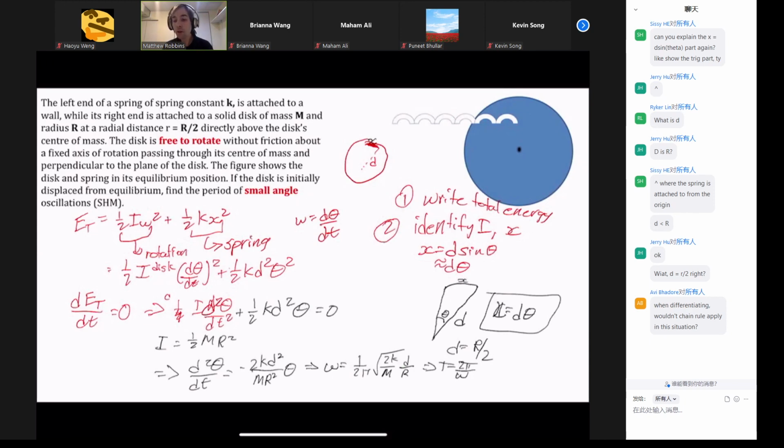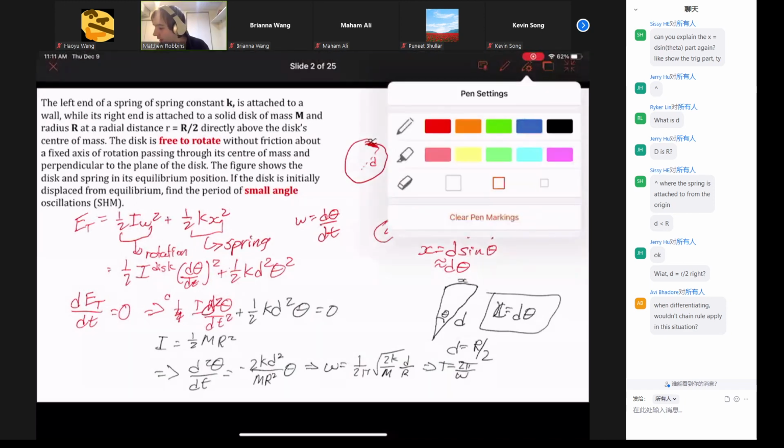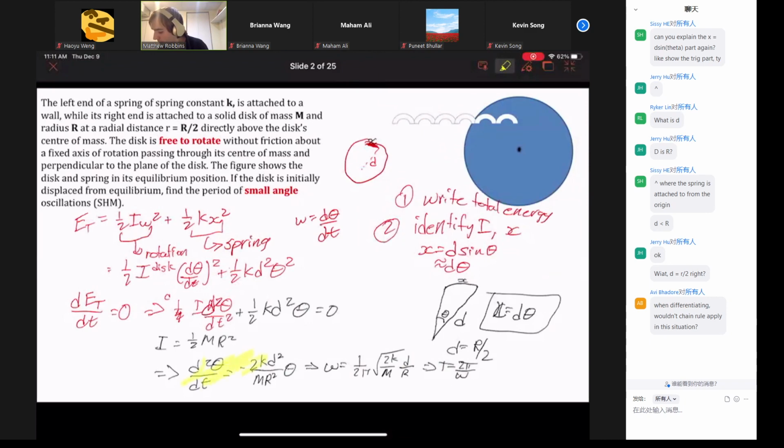So whenever you have a simple harmonic motion, your final expression needs to look something of this form, where you have a second derivative is equal to a minus sign times a constant times the original function, where this thing that we have here is the square of our angular frequency. Omega squared is equal to 2k d squared over mr squared.